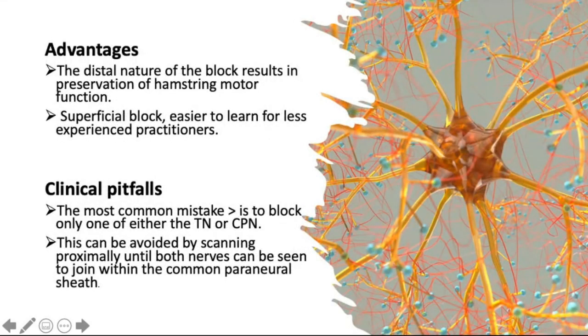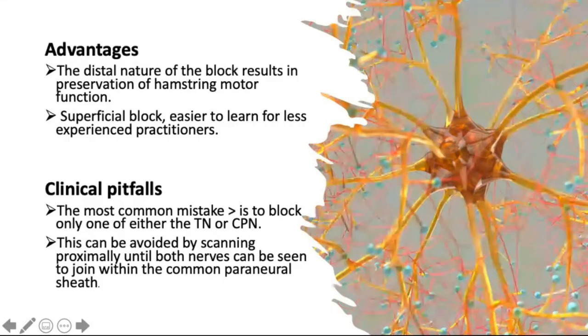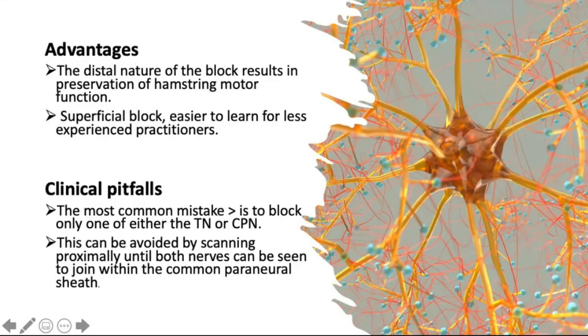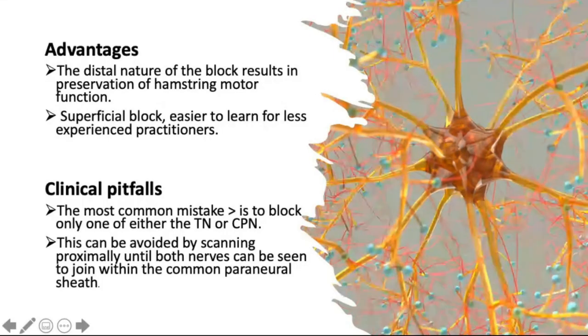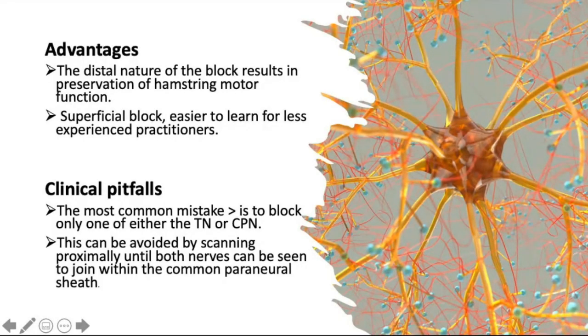Advantages: it's a distal block, so we can preserve the hamstring motor function, and it is a very superficial block, so it is easier to learn for beginners. Okay, so one of the most common mistakes for this is you only block one of the nerves. So that's why it's important to scan proximally until both nerves can be seen, up to where they join together.